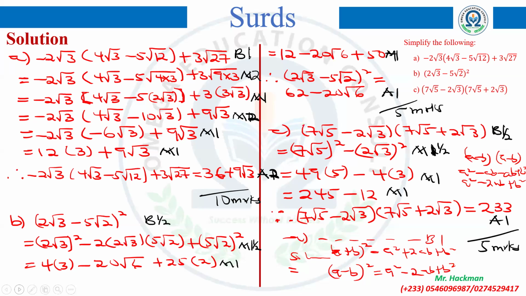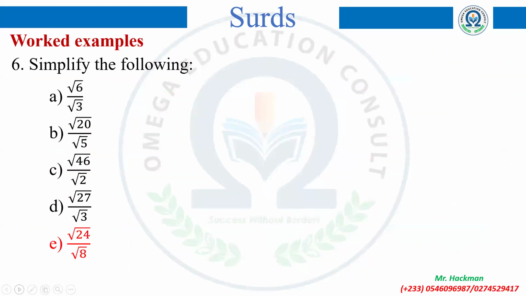So we are going to continue. Let's look at what we are supposed to do next. Now we are going to deal with division, a set of radicals over another set. Remember what we said in terms of the rules for division.